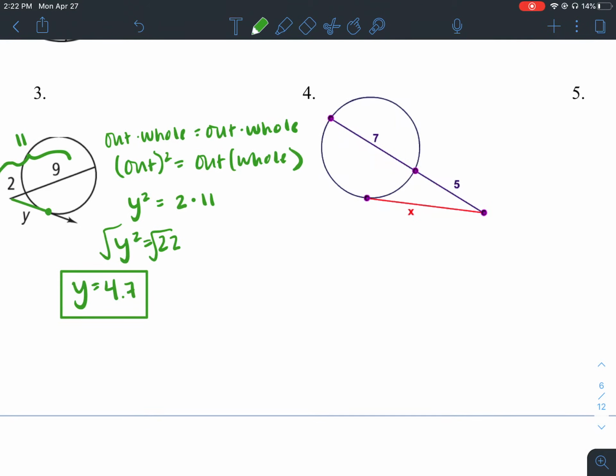All right, same thing in number 4. Same exact picture, it's just flipped around. This time my whole distance here is 12. So I have x times x, or x squared, equals 5 times 12. So x squared equals 60, square root, x is going to equal 7.7.